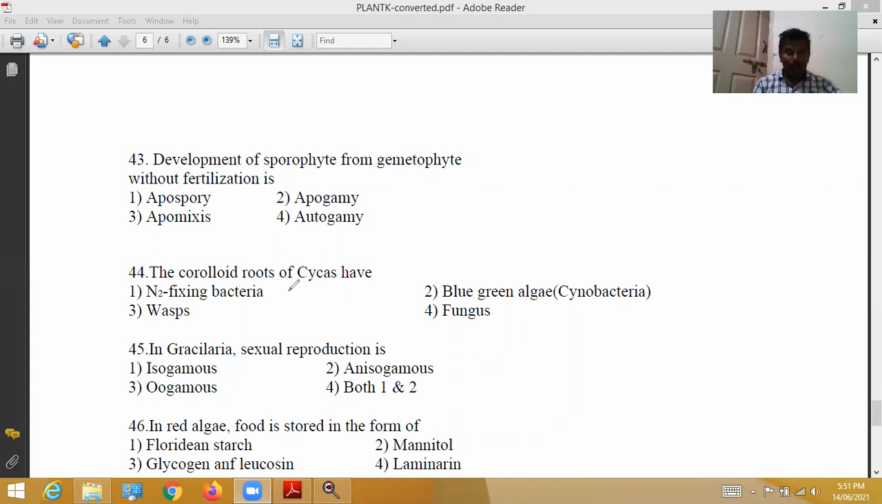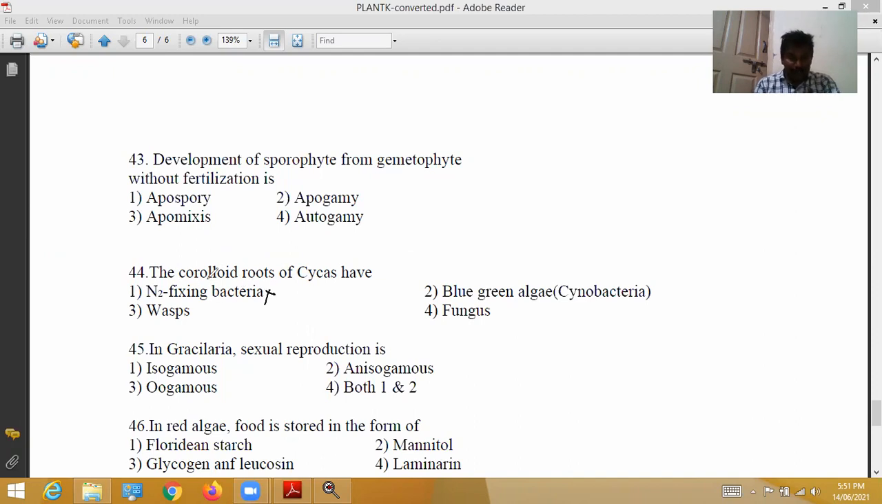The coralloid roots of cycas have small specialized roots. Those small specialized roots are called coralloid roots. Those coralloid roots are associated with nitrogen fixing bacteria, that is called cyanobacteria. They have asked here about nitrogen fixing bacteria. It is a wrong option.